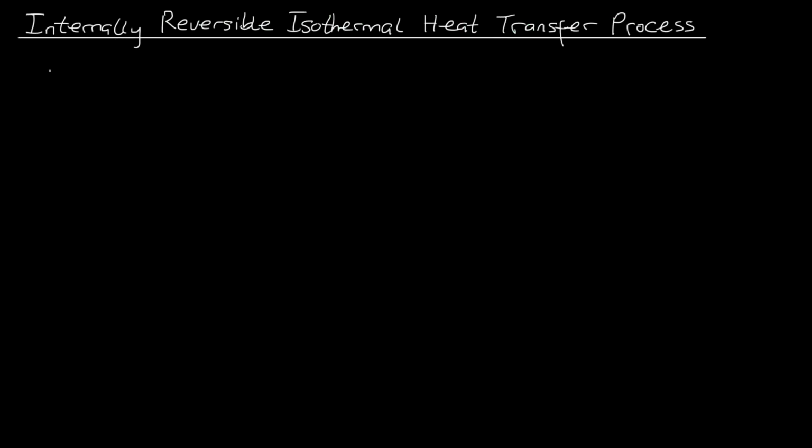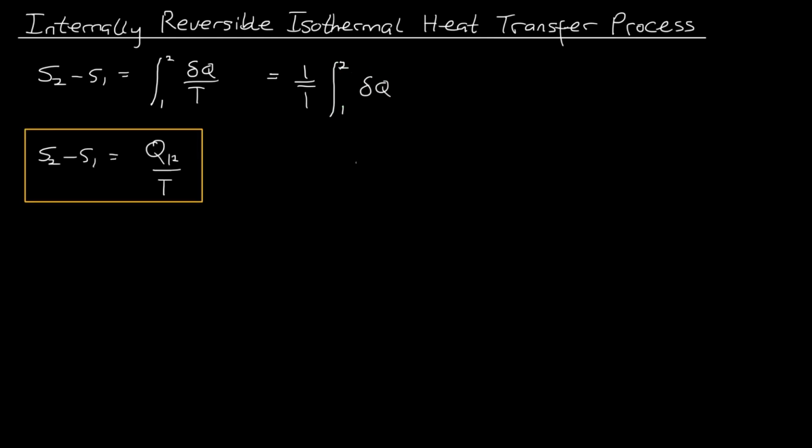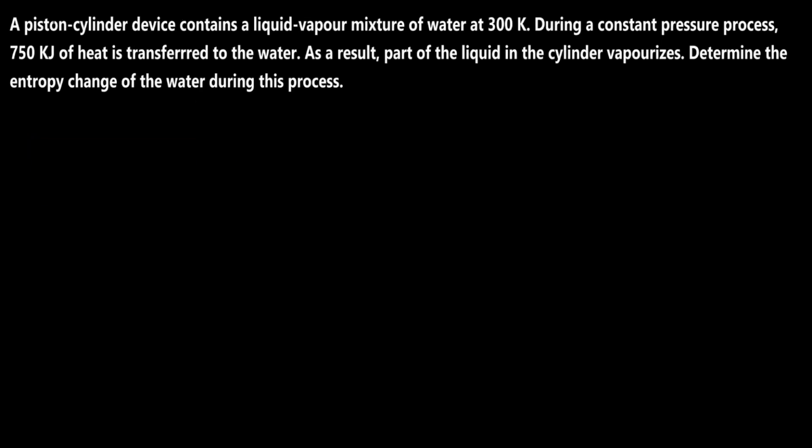The entropy change of a system during an internally reversible isothermal heat transfer can be determined by performing the integration. Since the process is isothermal, T is constant, and we can bring it out of the integral. And this becomes S2 minus S1 equals Q12 divided by T. And this is the entropy change for a reversible isothermal process.